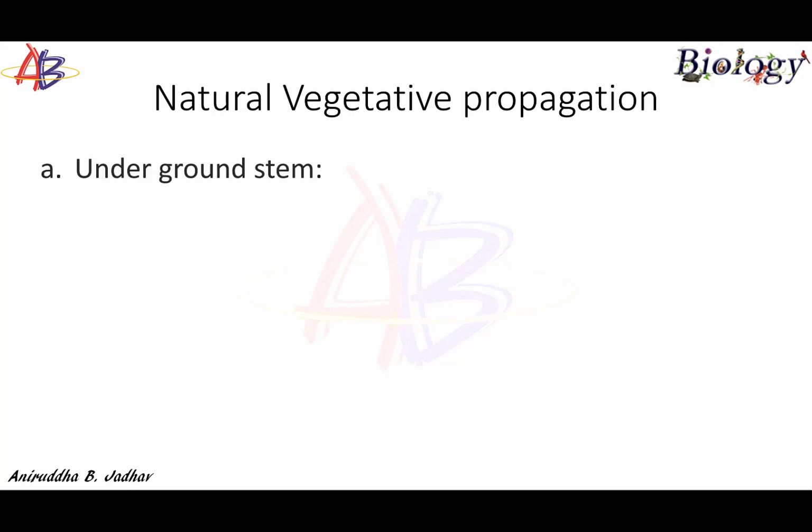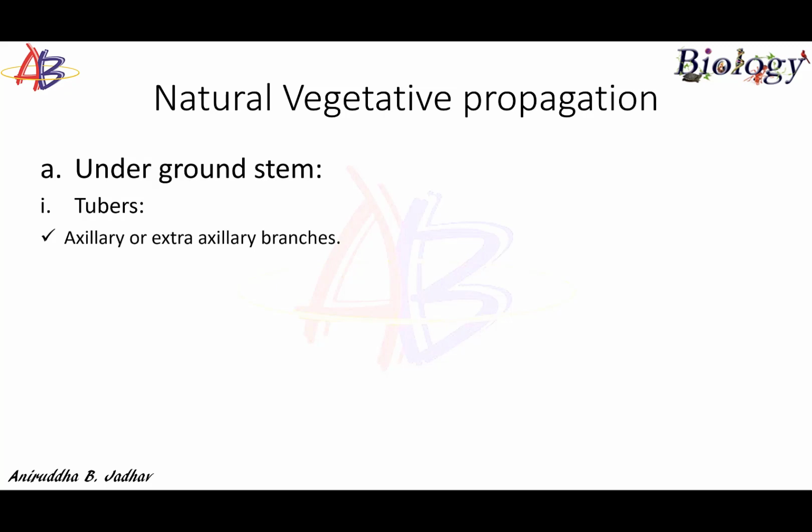So the first type is underground stem. This stem is non-green, a food storing and perennating structure present below the soil surface. Underground stem can be of tuber, rhizome, or bulb type. So the first type is the tuber type.